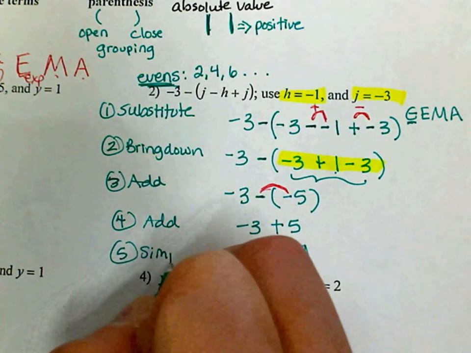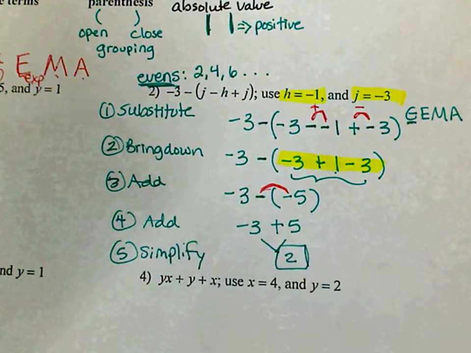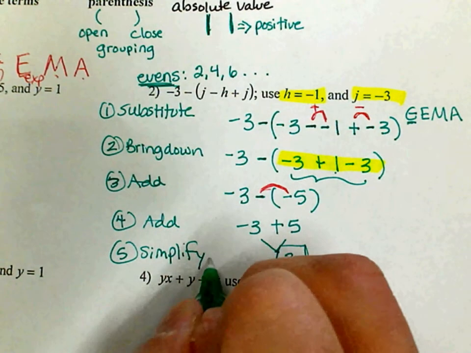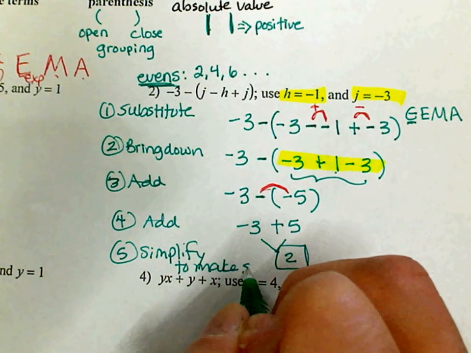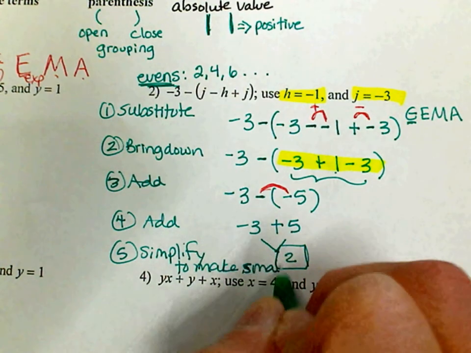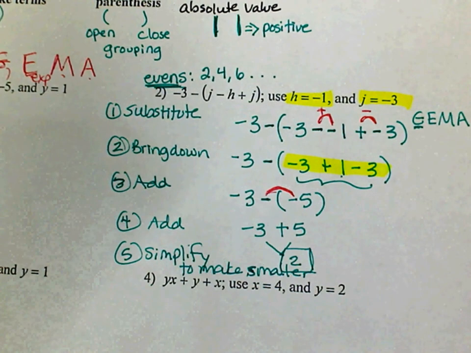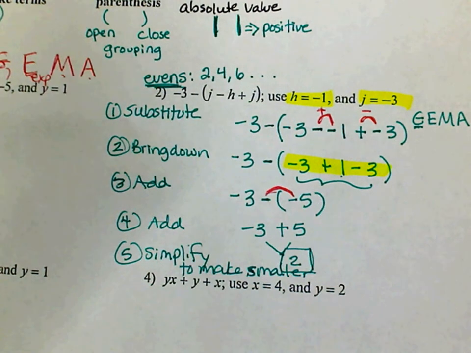You may use the word simplify. Simplify means to make smaller. Like to make it smaller, easier to read. Okay, so you can use the word simplify. Or you can say equals to. Oops, sorry. All right. Any questions about number 2? All right, let's go to number 4. Okay, everyone ready for number 4?